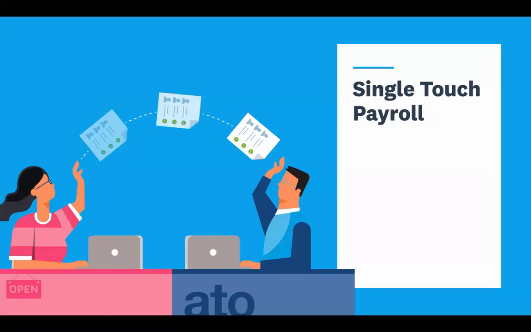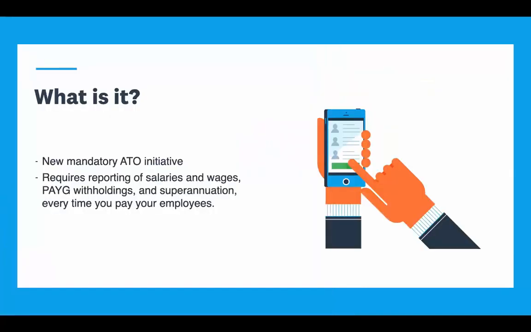So what we're going to go through today is single touch payroll and our end of financial year processing. We will touch on JobKeeper a little bit as well, and how we wrap that up. And at the end of the session, we also have a bunch of resources that you can follow and some step-by-step guides on the process of finalising your end of year.